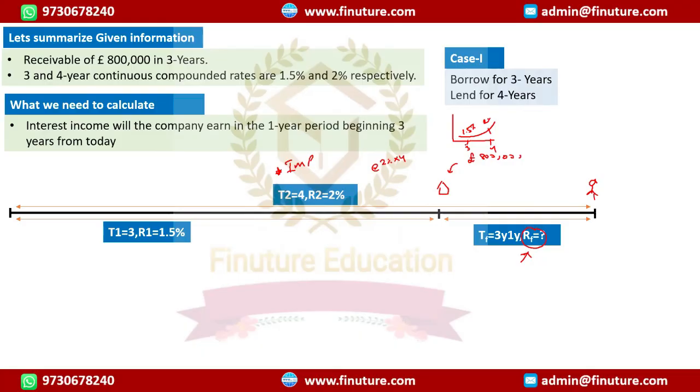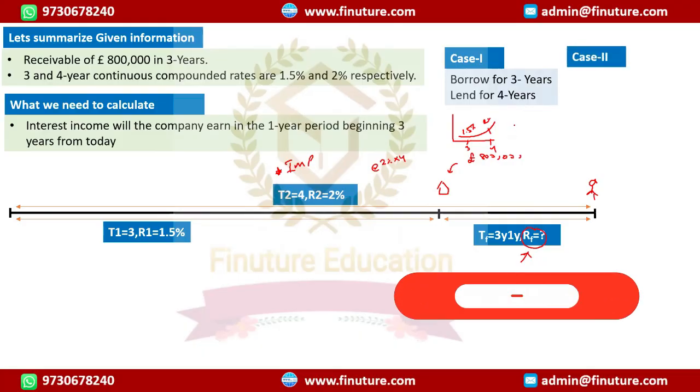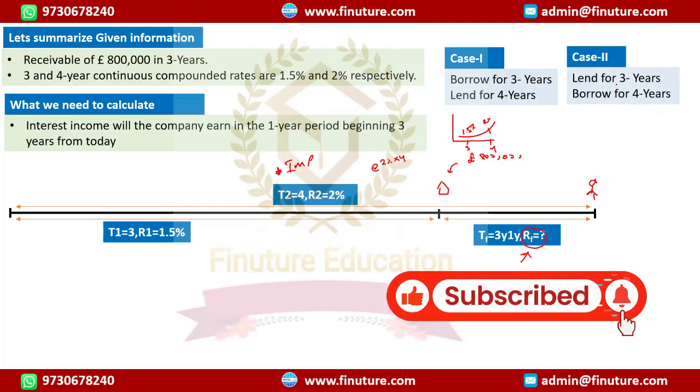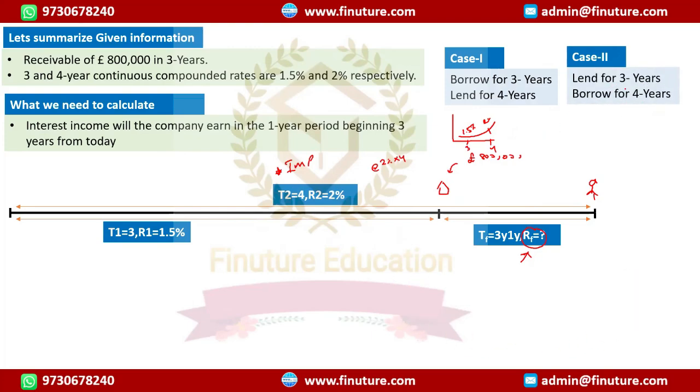So you will borrow because, technically, let me just bring the case two as well, in which you are lending for 3 years and borrowing for 4 years. Just imagine you are borrowing at 2%. So this would be your cost, and you are lending for 3 years, so this would be your inflow. You are making losses if you borrow at a higher rate and lend at a lower rate.